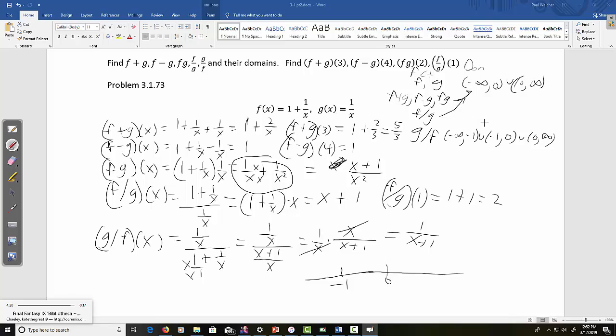These would be all the domains. So everything except g over f had this domain. G over f had a slightly different one because of this being on the denominator.